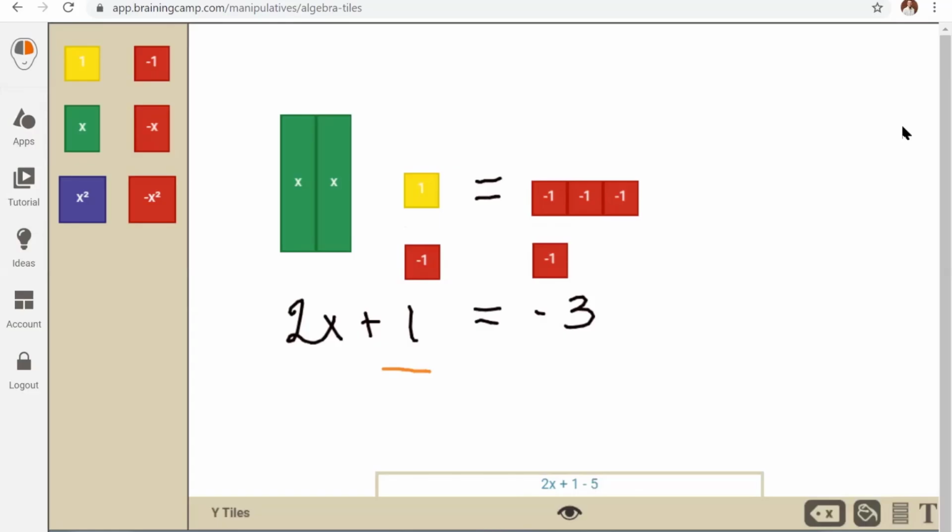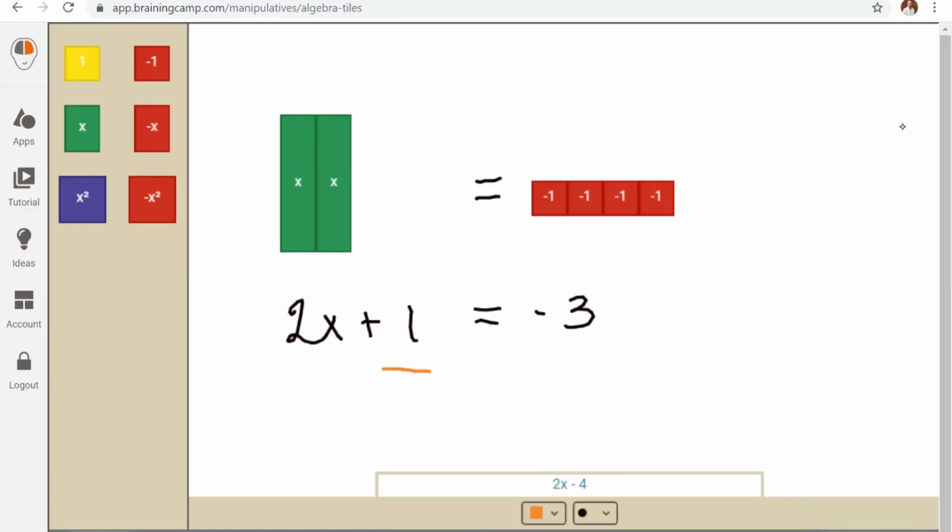Now, we can do this really cool thing with these manipulatives that I really like, is that if we put these right next to each other, we can combine them and create a zero pair, meaning that 1 minus 1 equals 0, and they go away. This minus 1 we can add right over here to our other side.